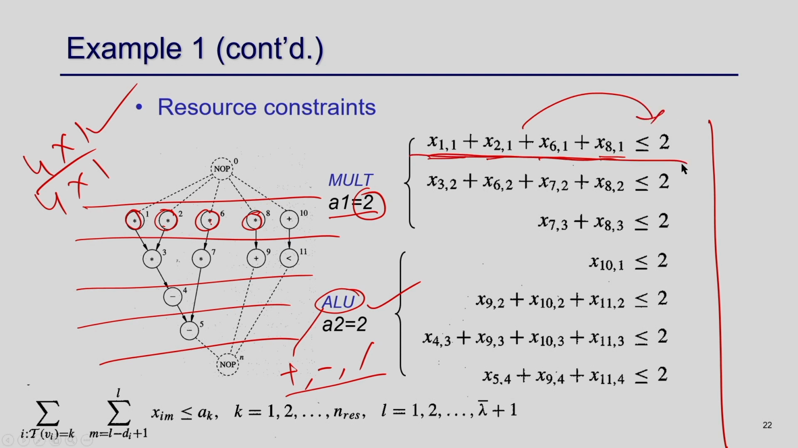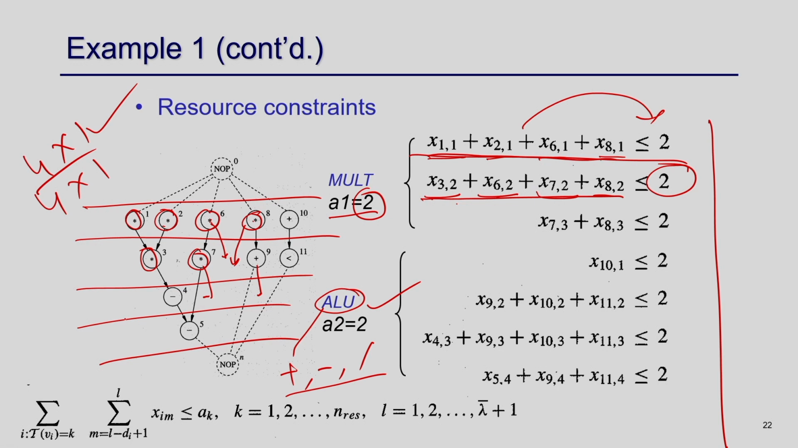So, ASAP will schedule all of these in timestamp 1, but because the resource bound is 2, only 2 of them can execute in timestamp 1. Similarly, in timestamp 2 this operation can be scheduled, this one also, and so on. So, that means operations 3, 6, 7 and 8. So x 3 2, x 6 2: operation 3 in timestamp 2, operation 6 in timestamp 2, operation 7 in timestamp 2 or operation 8 in timestamp 2. The total number of such operations must be less than or equal to 2.